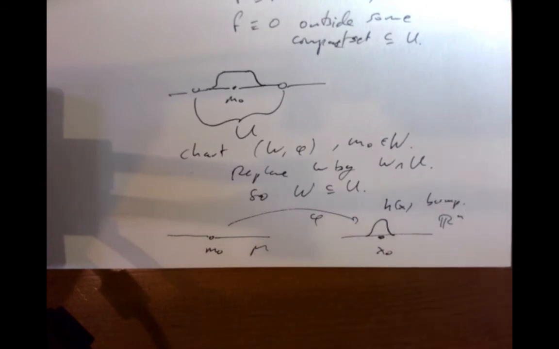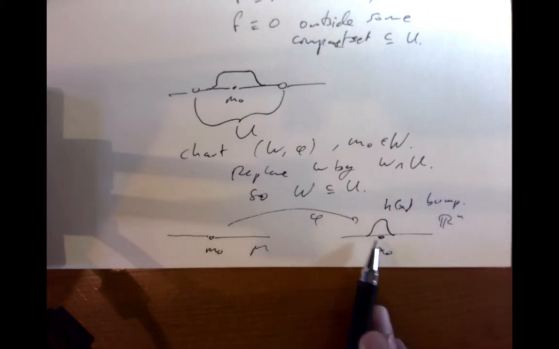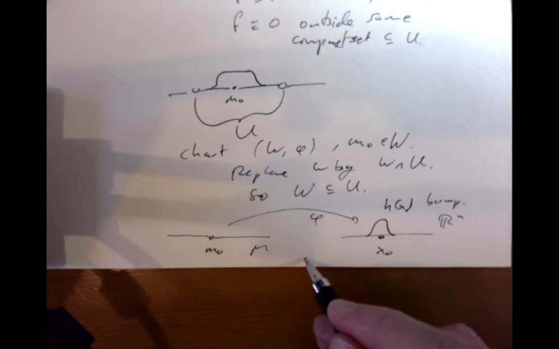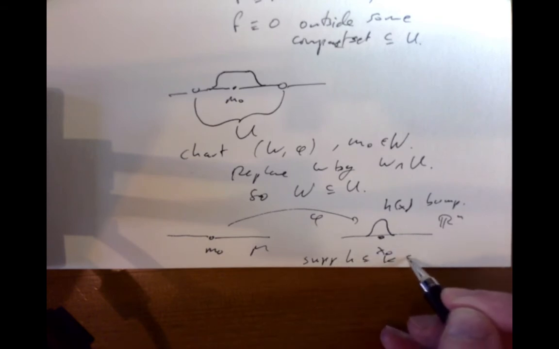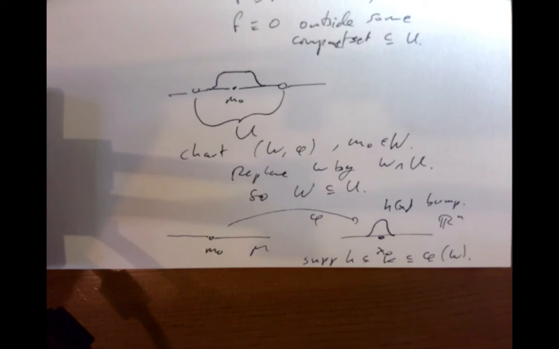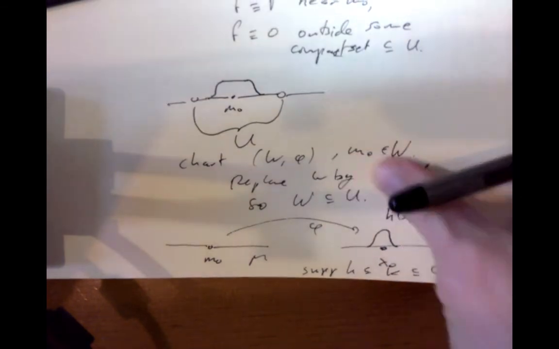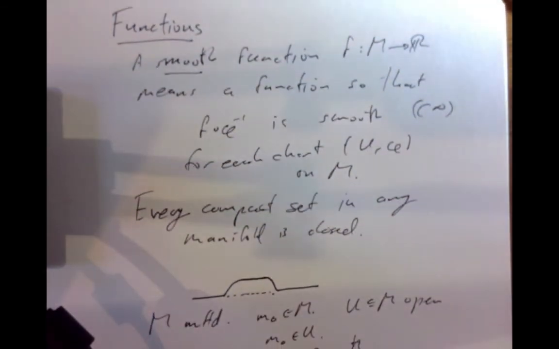And I'm assuming that you've seen enough analysis at this point that you know that there are such functions in Euclidean space, and they're supported in as small an open set as we like. So I want to make sure that my bump function is supported. The support of the bump function h is contained in a compact set K, which is contained in the open set phi of W. So now let's see if I can draw the picture again, and I'm going to try and extend that function to be well defined globally.